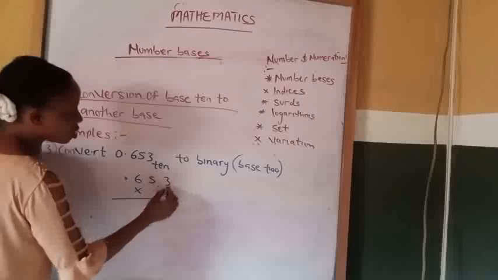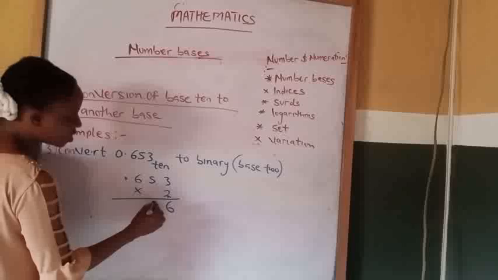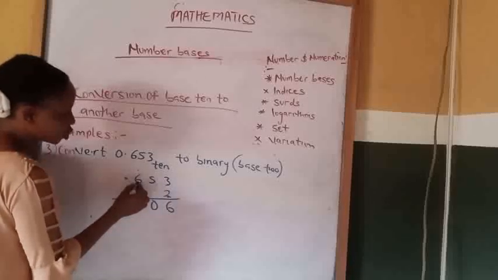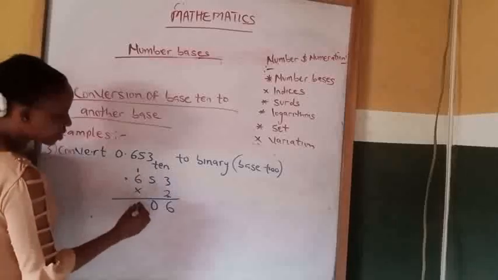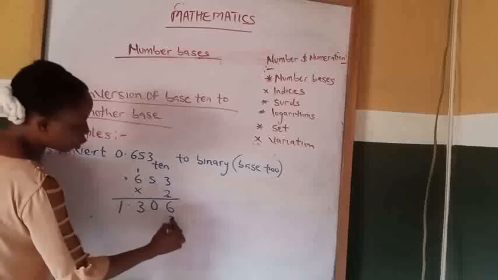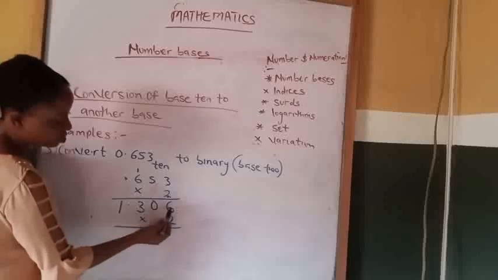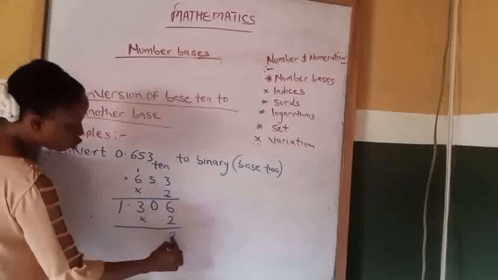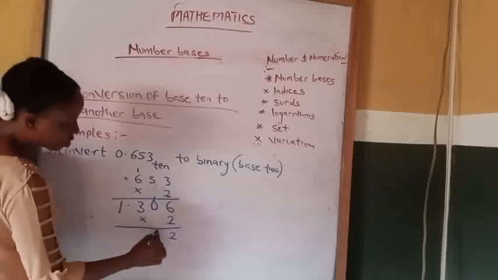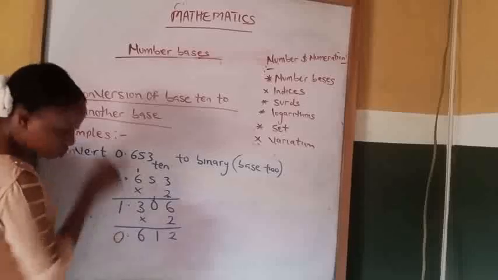2 times 3 is 6. 2 times 5 is 10. 0, you carry 1. 2 times 6 is 12, plus 1, that is 13. So that's 3 carry 1. So you multiply by your base 2 again. 2 times 6, that is 12. 2 carry 1. 2 times 0, 0 plus 1, that is 1. 2 times 3 is 6. Remainder 0 here.